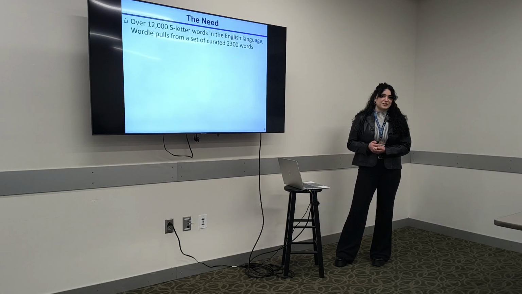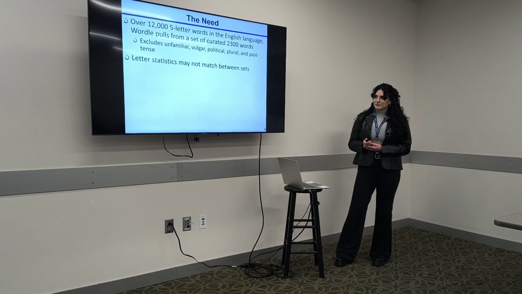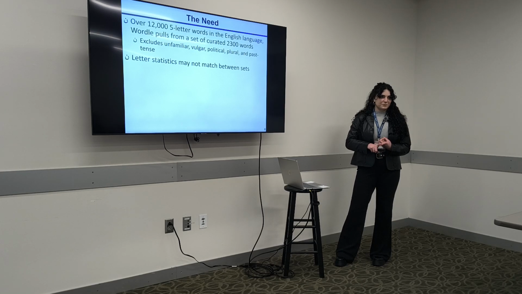There are over 12,000 5-letter words in the English language. However, Wordle picks from a set of just 2,300 of them. This set was designed to exclude the unfamiliar, vulgar, political, plural, and past tense words, thereby decreasing the difficulty of the game. Because of this difference in sets, the letter statistics may differ. These include the total probability of letter occurrences, positional dependencies of letters within the word, and joint probabilities of letters occurring together.